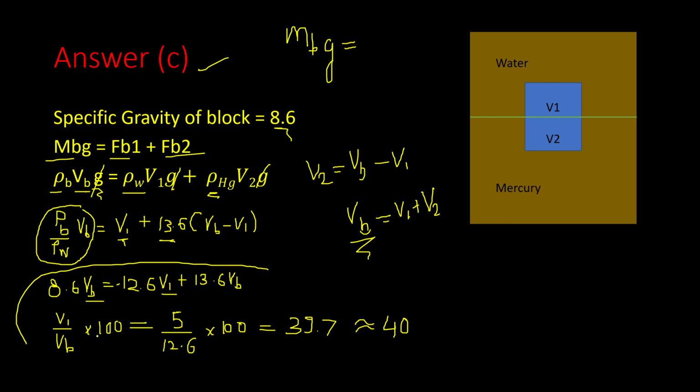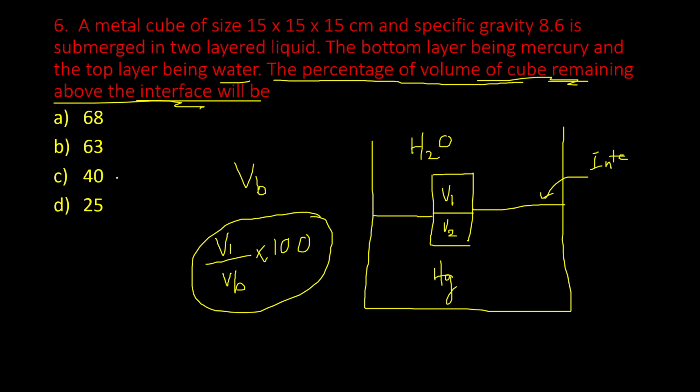So V1 by VB into 100 will come out as 5 by 12.6 into 100. So this will come approximately 39.7, so that is equal to 40. So the answer is C.